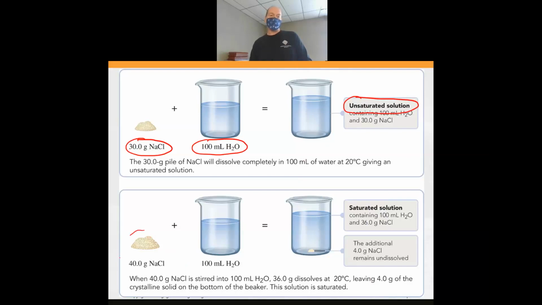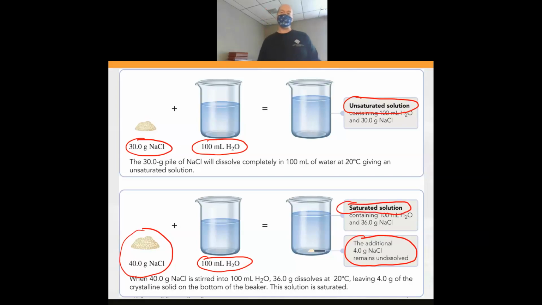Now, if we tried to dissolve 40 grams of sodium chloride in 100 mL of water, 36 grams will dissolve, but 4 grams will not. So you're going to have solid at the bottom of your beaker. Anytime you have solid at the bottom of your beaker, you have a saturated solution. Not everything dissolved. If everything dissolves, you have an unsaturated solution.